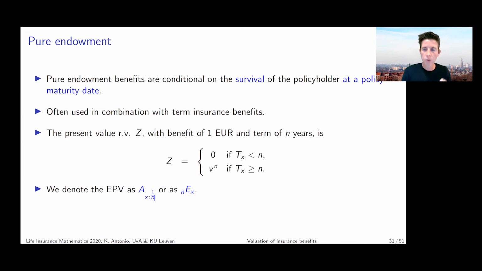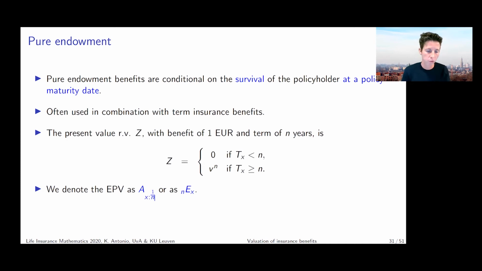But like my second bullet here says, we're often going to combine this thing with a term insurance benefit, such that you cover both scenarios that can take place: death of the policyholder within a certain period of time, or survival of the policyholder until a certain moment in time. So very often this pure endowment is combined with a term insurance to be able to have a certain benefit being paid in case of death, but also in case of survival. And that's how you should see it. So be careful with the notation.